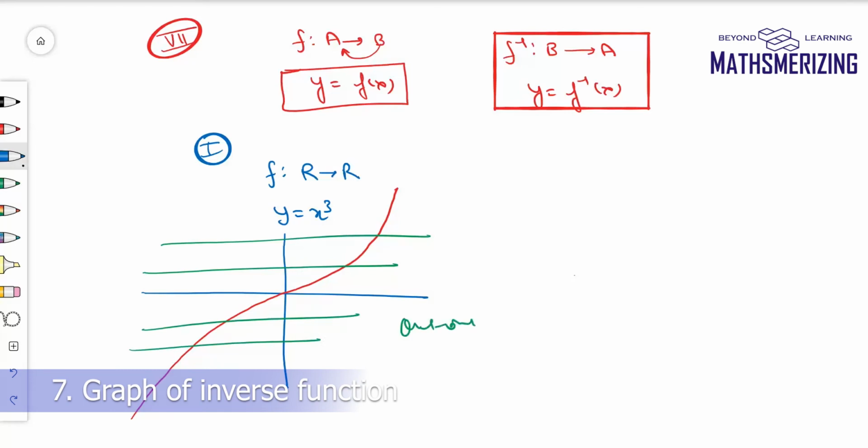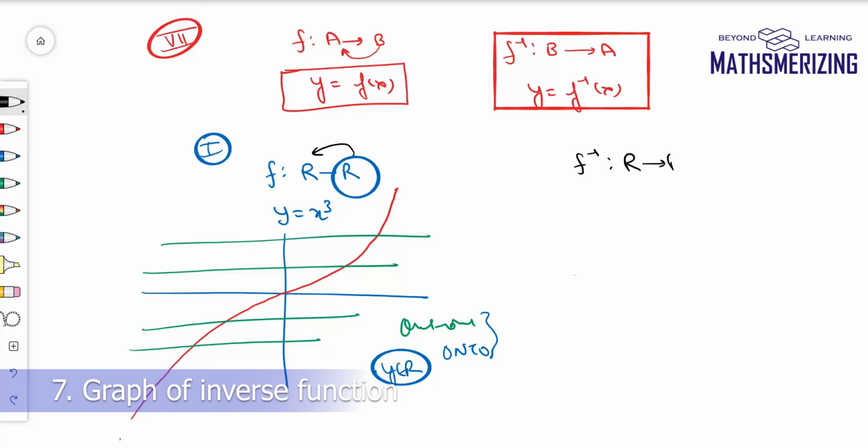And what is the range of this function? It takes all the values from minus infinity to plus infinity. So its range is y belongs to R. Now range and codomain are equal, so this function is both one-one and onto. That means the inverse of this function exists. The inverse of this function will be defined from R to R. So f inverse will be defined again from R to R.